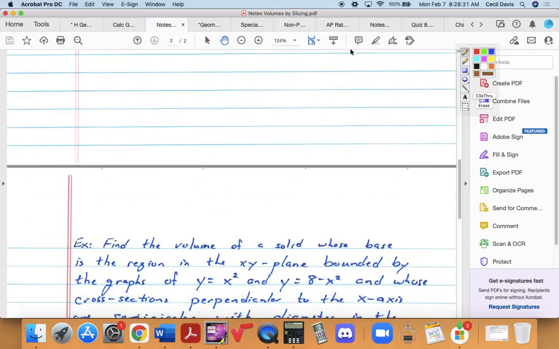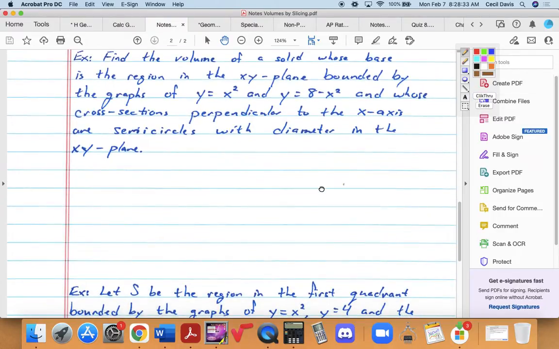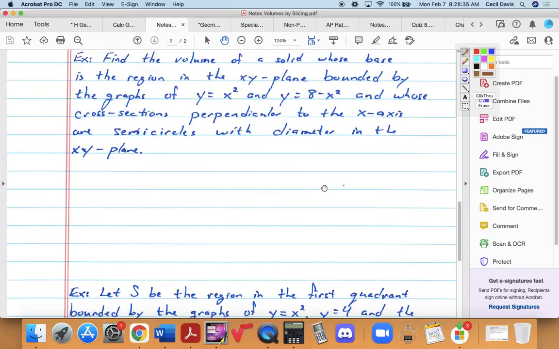Let's do another example. Find the volume of a solid whose base is the region in the xy plane bounded by the graphs of y equals x squared and y equals 8 minus x squared, and whose cross-sections, perpendicular to the x-axis, are semicircles with diameter in the xy plane. Okay.